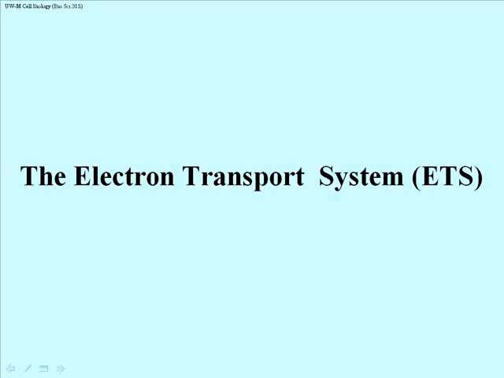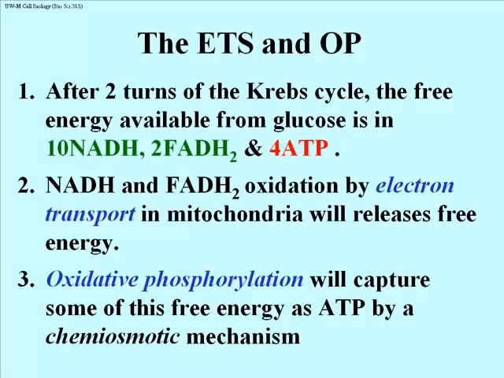In this module, we discuss electron transport, the stage in aerobic organisms that's coupled to making most of the ATP in respiration. In an earlier presentation, we saw that after glycolysis and 2 turns of the Krebs cycle in aerobic organisms, the free energy that was once in glucose is in 10 NADHs, 2 FADH2s, and 4 ATPs.